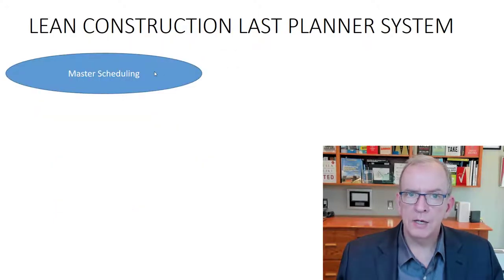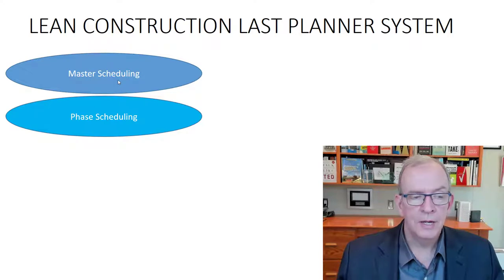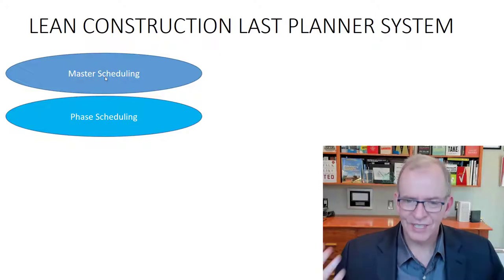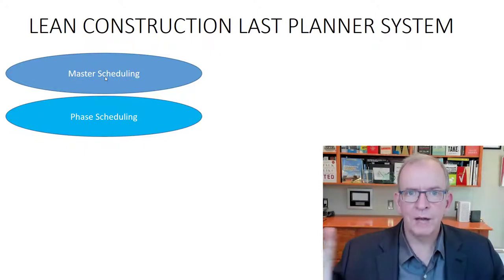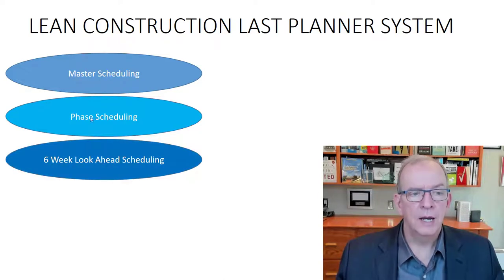So in the traditional method, we looked at 3 sort of groupings that were possible. And I'll be honest, in many cases with the traditional method, it's really kind of master schedule and short-term scheduling. But in the last planner, there's more levels. There is master schedule, which is similar to traditional. We do have a critical path. We have the activities laid out, but there's some differences.